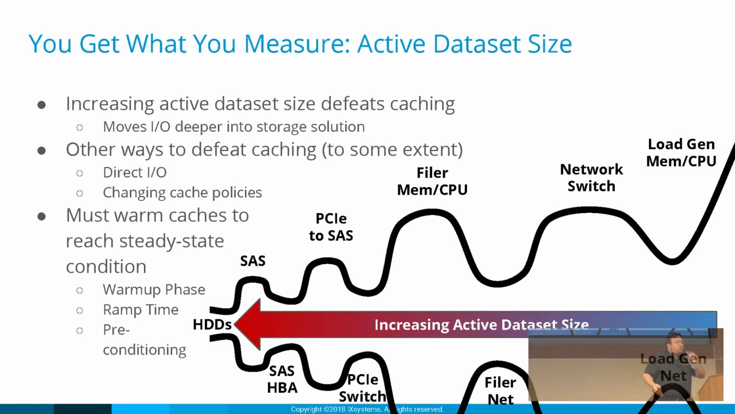And this is nothing new. Even when we were testing single hard drive performance in a server, we've known that we have to increase the active data set size to work our way through the caches. We have to work our way through the CPU caches even for very small data set sizes. And this is even more true nowadays as we have so many levels of caching between the application and the underlying storage on the back end.